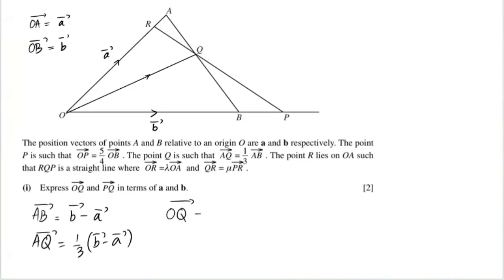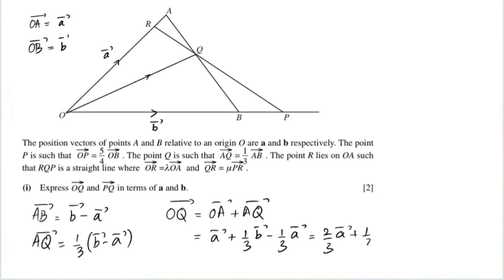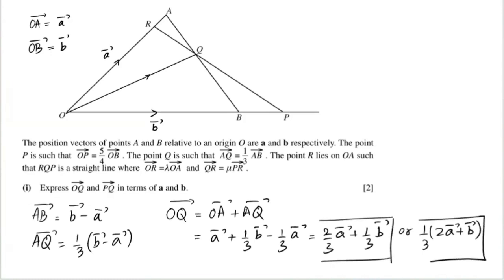So OQ is going to be OA plus AQ. So let's write it a plus 1/3 b. Let's expand it, minus 1/3 a. So this is going to be 2/3 a plus 1/3 b. You can also factor out and write it as 1/3 of 2a plus b. Whichever way you want to give your answer, both are completely acceptable answers.